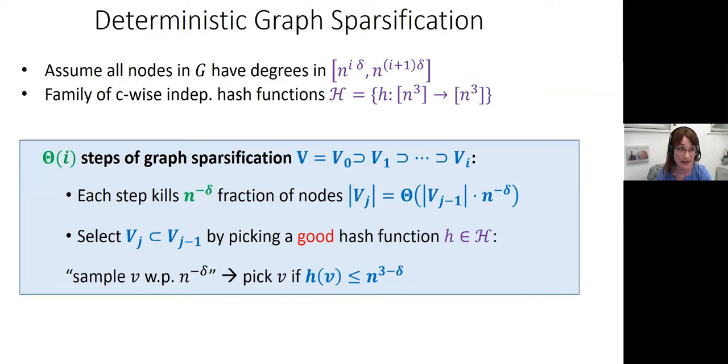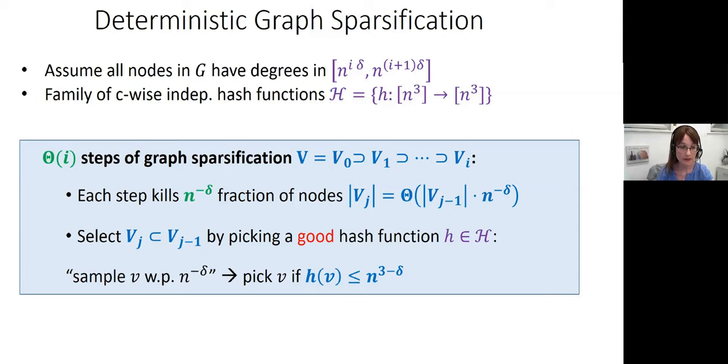With this in mind, our graph sparsification is going to sparsify the graph. Our goal is to get to a point where all the degrees in the graph are roughly n to the delta. For that, we are going to have I steps, where I is this constant next to the degree, I steps of graph sparsification. Every step is going to kill roughly a 1/n fraction of the nodes, okay? At any given point, when we have V_{j-1}, we would like to compute V_j.